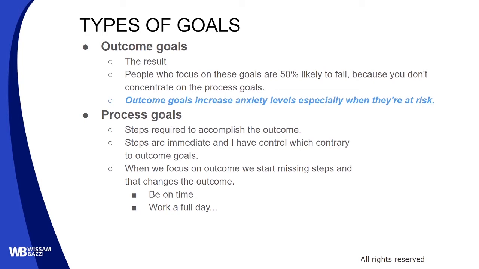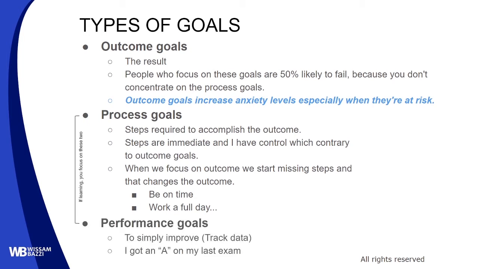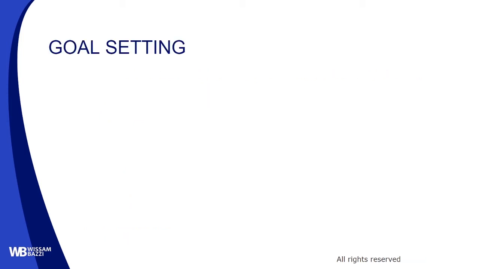Examples, okay: be on time with things, work a full day, study for your exam. These are the small steps. These are examples of that. Last one is performance goal. These are very simple: track data. Your first exam, you got an A. Second exam, you got a B. You got to get an A on the final to get a final grade of an A. That's how it works. Goal setting, guys, this is the bread and butter. We're going to put it all together for you.